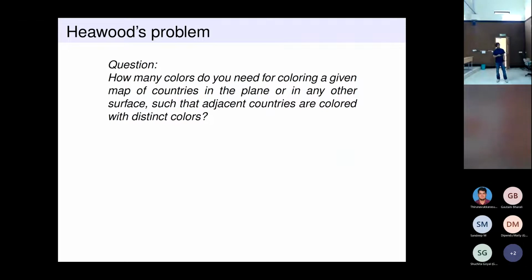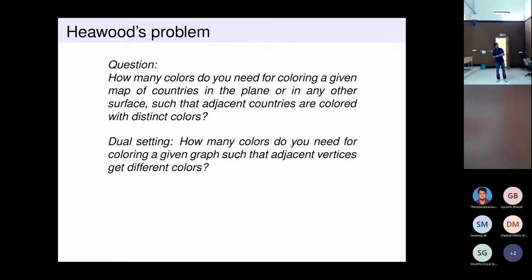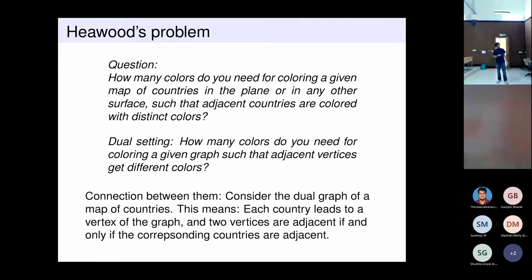And you can also ask this question the other way. You essentially put a point on each country, and when two countries share a border, you draw an edge. So then coloring this map of countries essentially reduces to coloring this graph so that any two vertices which have an edge have a different color. Right, so how many colors do we need to be able to color any such map on a plane? So this is exactly what it says: each country leads to a vertex on the graph and two vertices are adjacent if and only if the corresponding countries are adjacent.